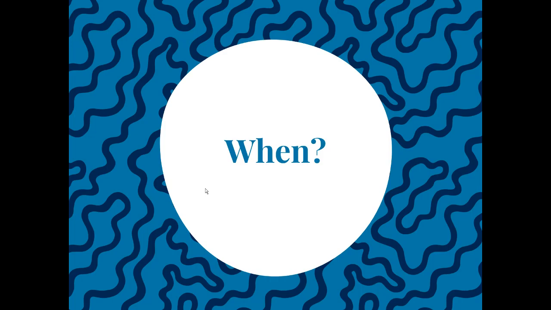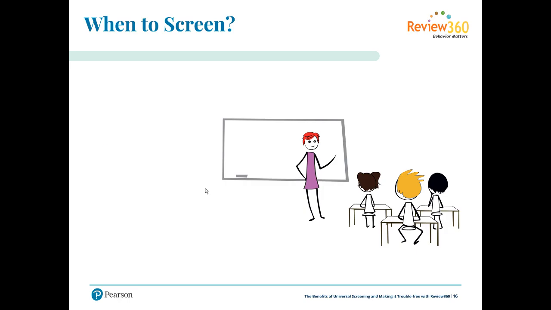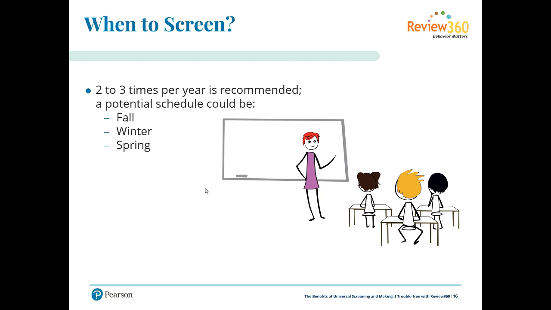So we'll move into the when. So when is this going to happen? What we recommend, and what I recommend, is that you have a 2, if you can, 3 times a year schedule. And so you may hit them in the fall. So they're coming in, they're there for the first month or month and a half, and you screen. And then they come back, or right after the holiday break, you do January, you screen in there, and then you do one in the spring.